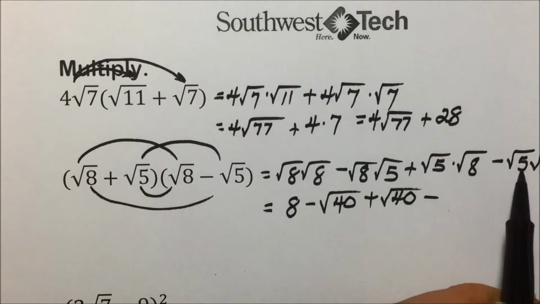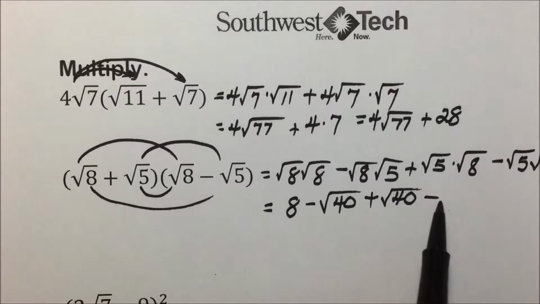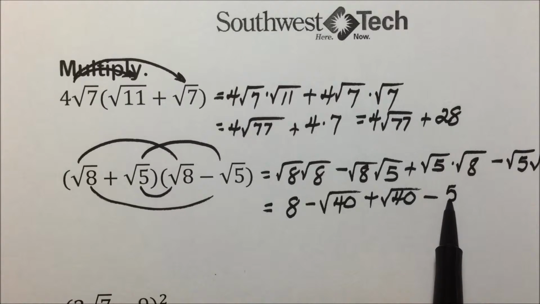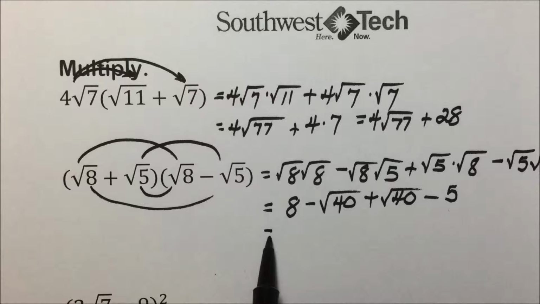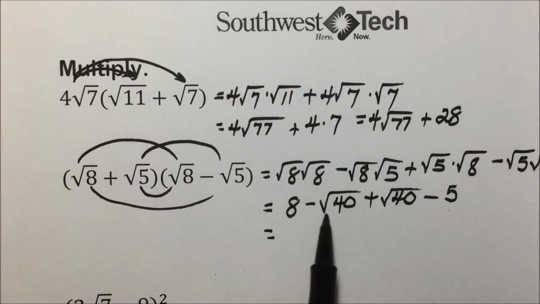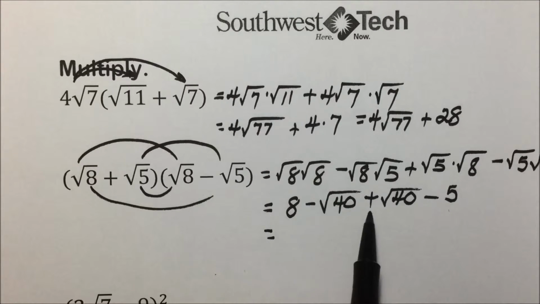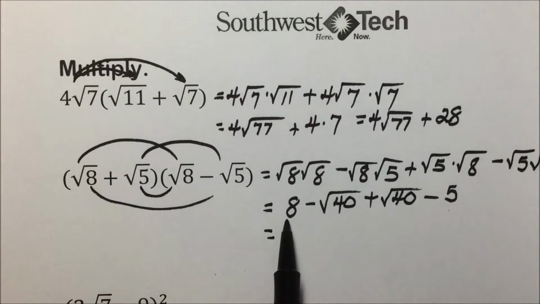And the last term, square root of 5 times square root of 5, is the square root of 5 squared, which is 5. Simplifying further, the radicals are similar or like radicals because of them both being square root and having a radicand of 40, but a minus 1 plus 1, they're canceling out, leaving us with 8 minus 5 for a final answer of 3 for that answer.